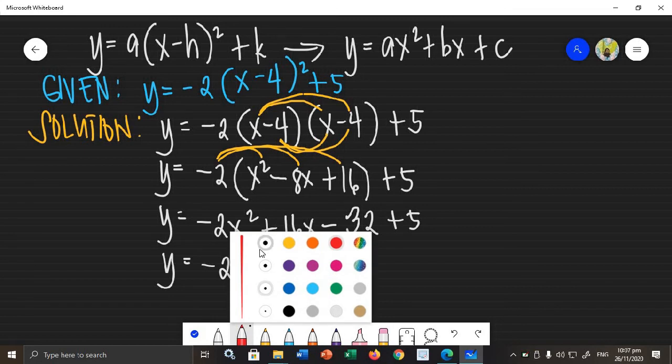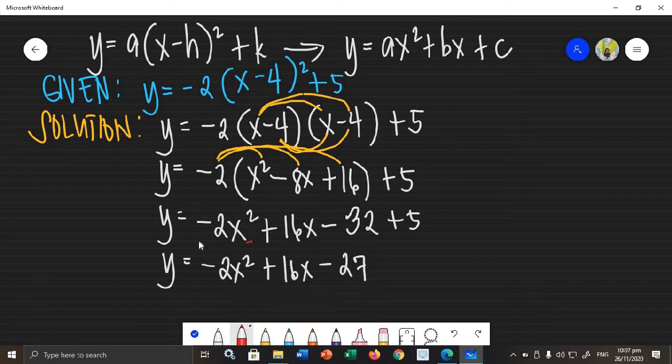Therefore, this is the equivalent form in standard form of the quadratic function of our given, which is y is equal to negative 2 quantity x minus 4 squared plus 5. So, when we transform our given, you will come up with this form of quadratic function, which is in standard form: y is equal to negative 2x squared plus 16x minus 27.